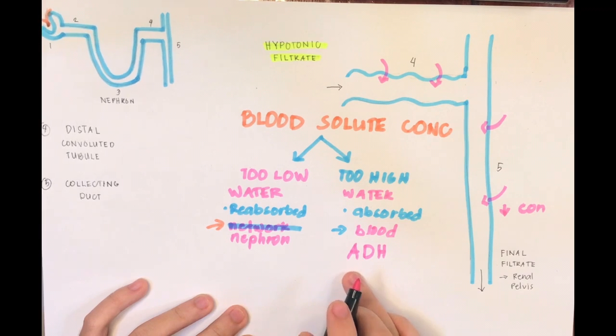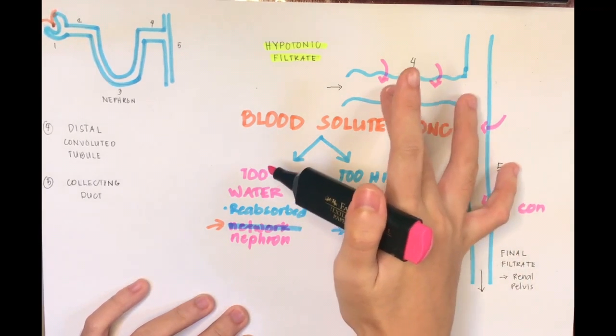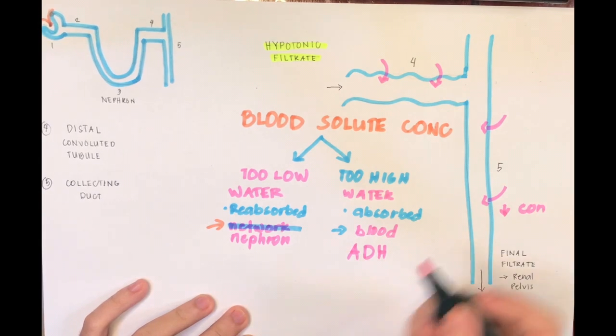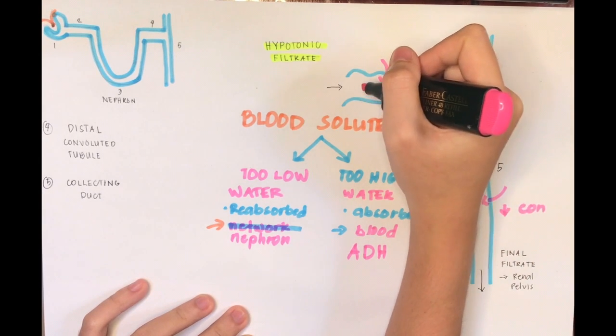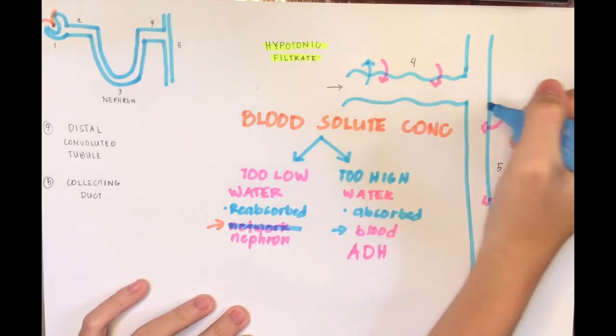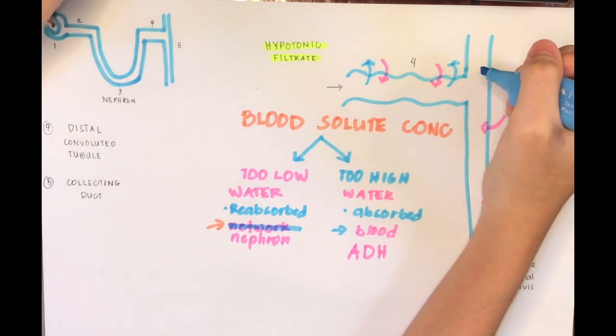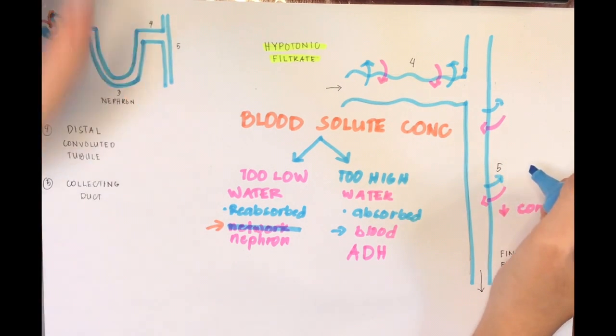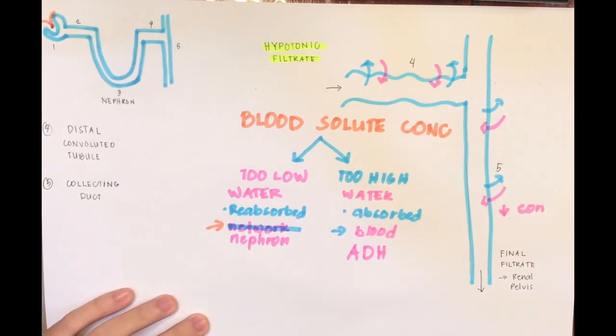ADH makes the walls of the distal convoluted tubules and the collecting duct more permeable. This means that water is able to move out and go into your blood to decrease the solute concentration of your blood, thereby increasing the concentration of the final filtrate, so a more concentrated urine is produced in the end.